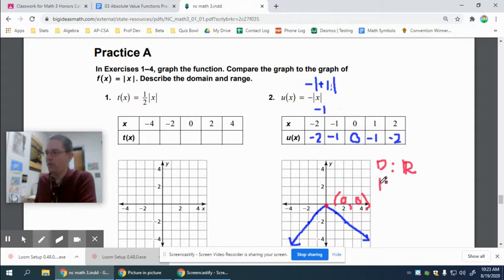For the range, I can go down as far as I want, because whether I go to the right or to the left, my y values are going down. So my y values can be very negative, but I cannot go up as far as I want. I have a maximum of 0. So since 0 is my maximum, it's going to be my second number, and my first value is going to be my minimum value, which in this case is -infinity.